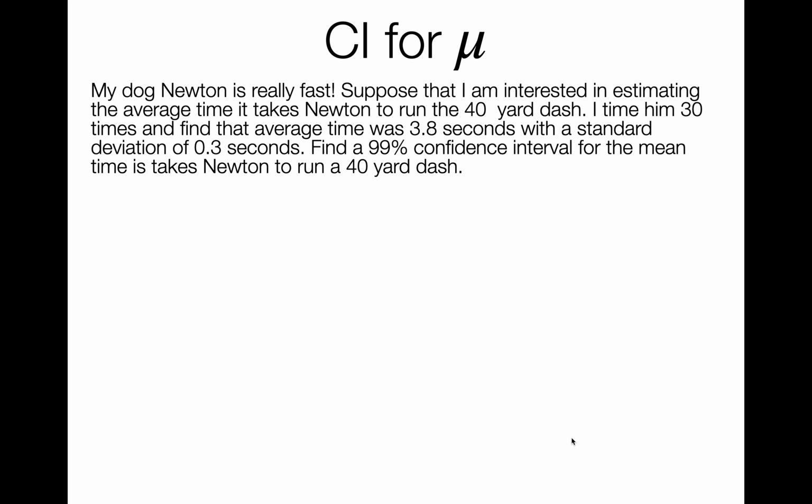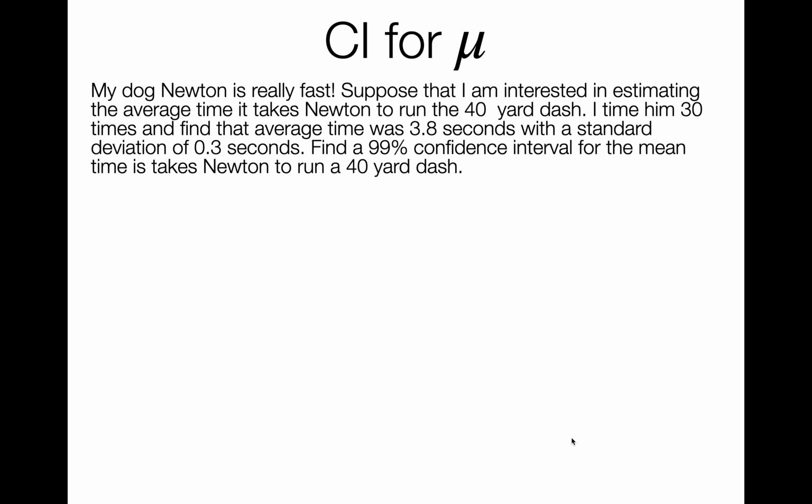So I take him out and I time him 30 times, him running the 40-yard dash, and I find that the average time it takes for him to run the 40 in that sample was 3.8 seconds with a standard deviation of 0.3 seconds. Find a 99% confidence interval for the mean time it takes Newton to run a 40-yard dash.